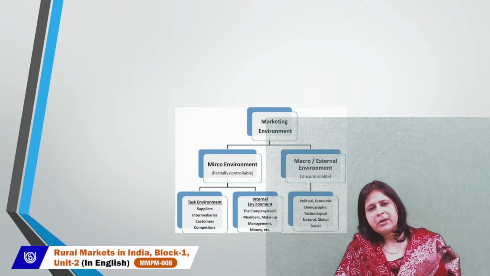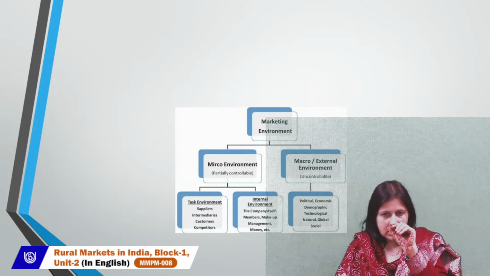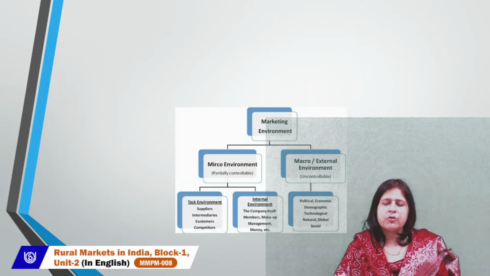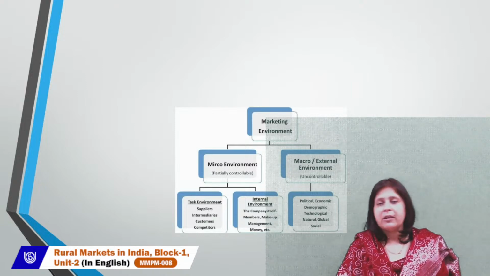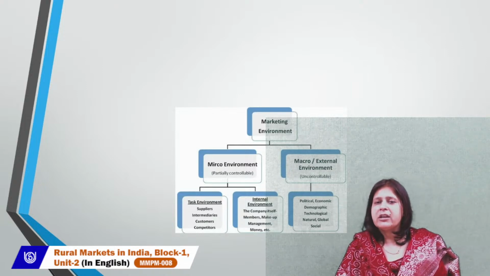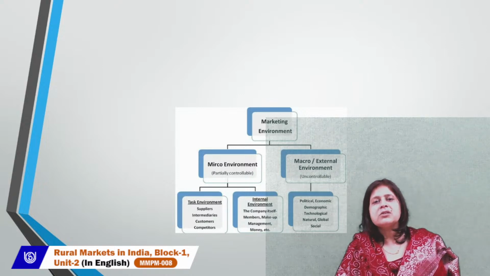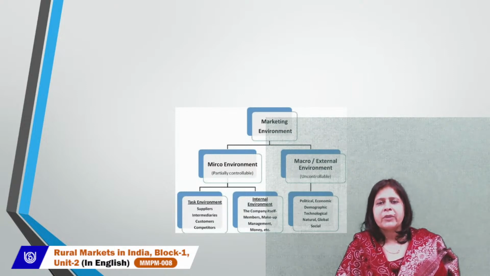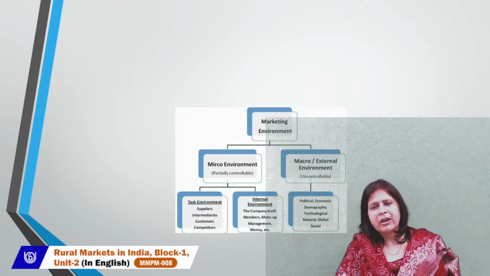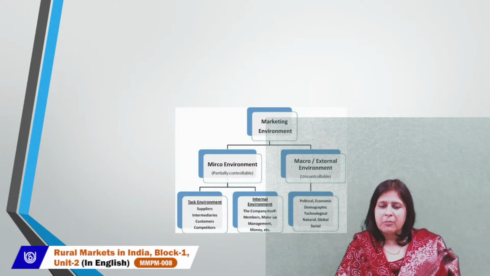While the macro or the external environment is not in control, that is, uncontrollable, like the political environment, right? The political environment of any state is not in control of any organization. Or the economic environment, right? Because the world is a globalized world, and the economy of each and every country impacts the economy of other countries, right? So it is beyond the control of anyone. So the economic environment or the economy is the external environment.